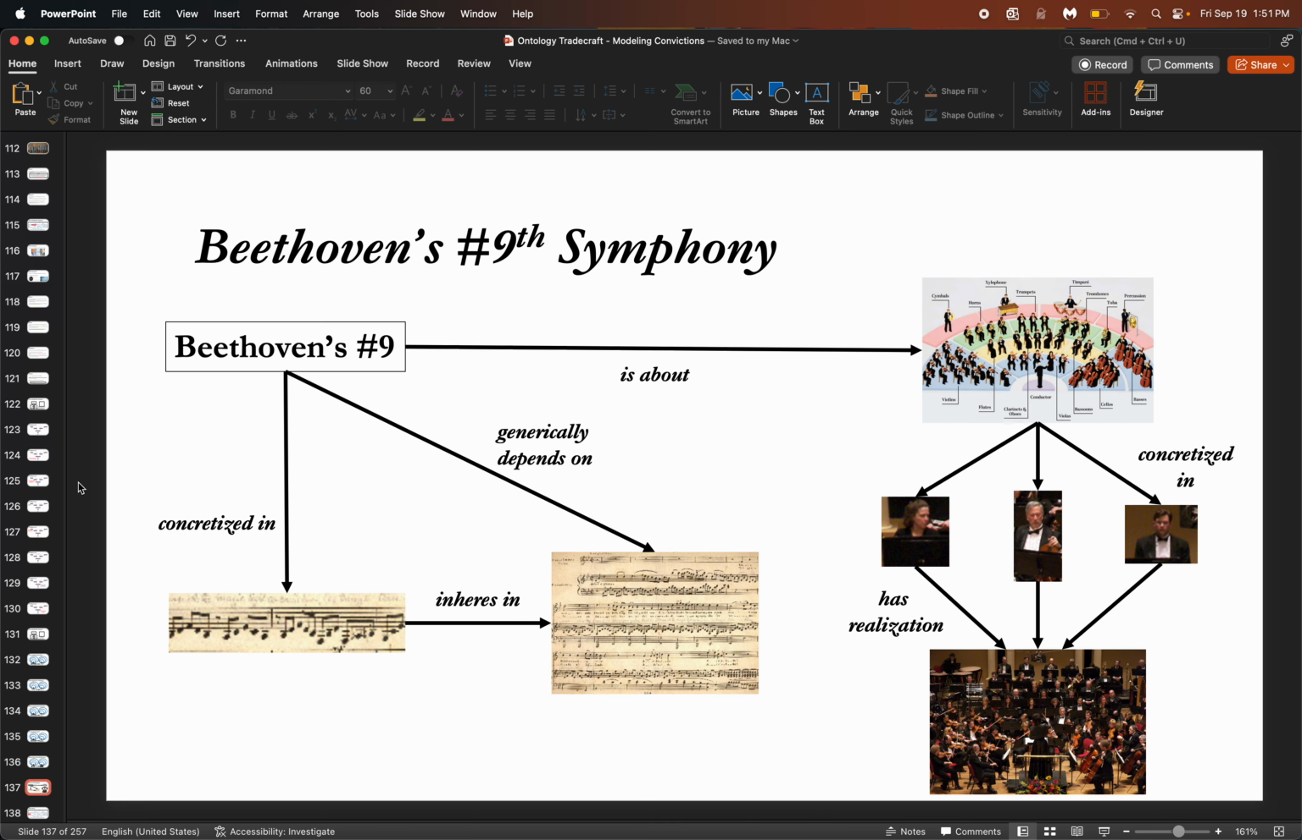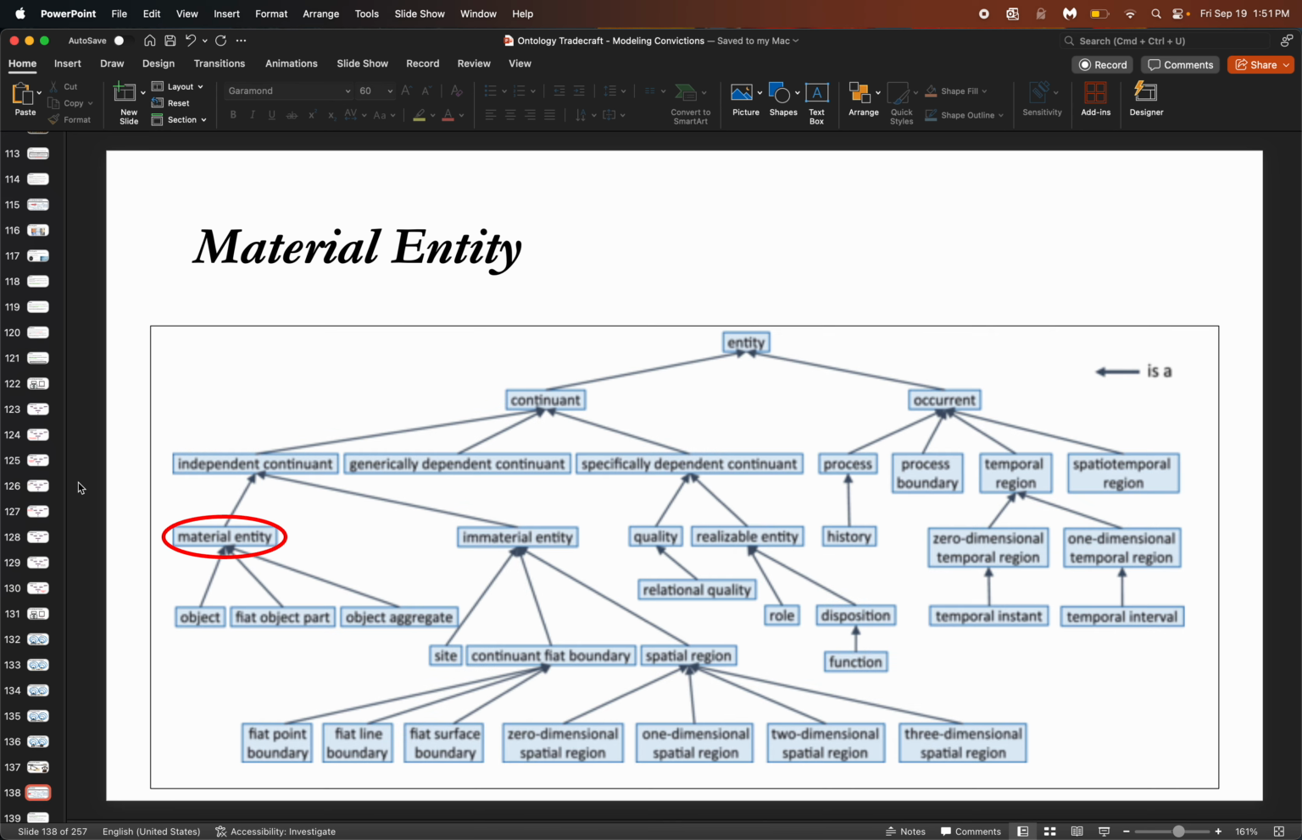And altogether, then, you have Beethoven's Ninth being concretized in the ink inscriptions that adhere in a parchment on which Beethoven's Ninth generically depends, and that Ninth can be about an orchestral plan that is itself concretized in the brains of musicians that altogether, if they play and train enough, can realize a beautiful performance of the Ninth.